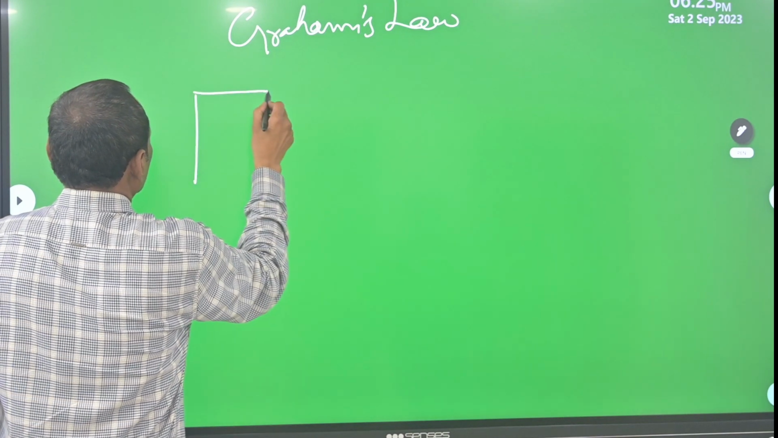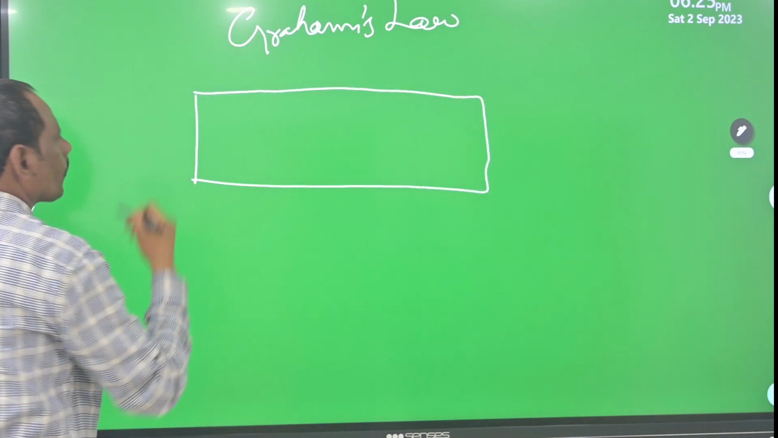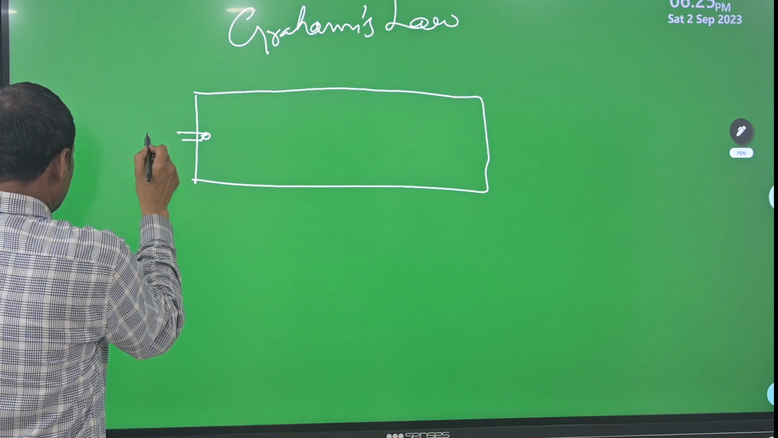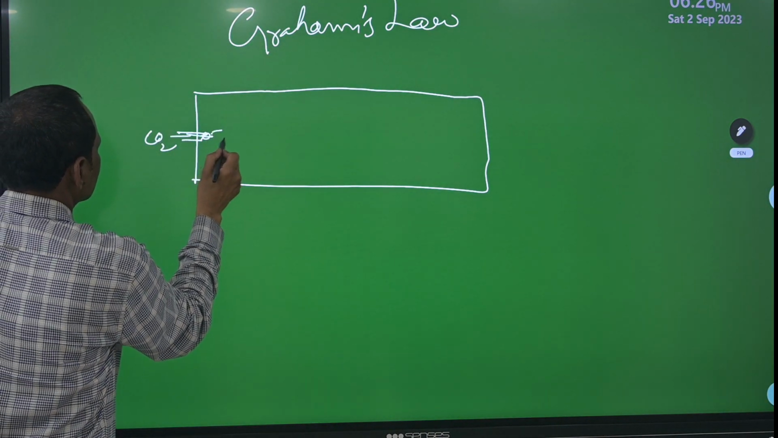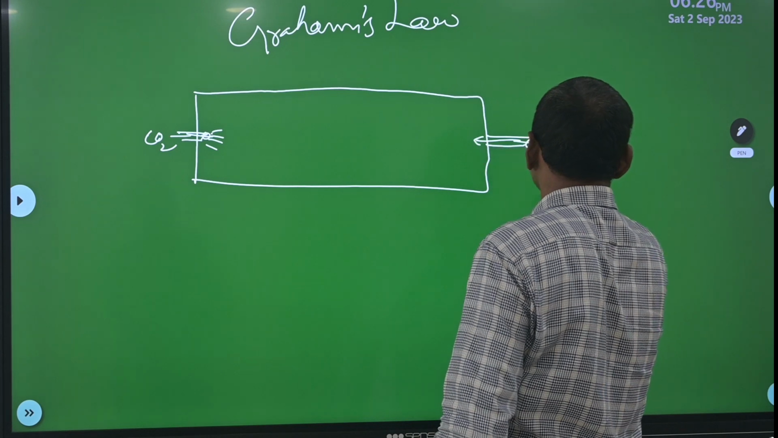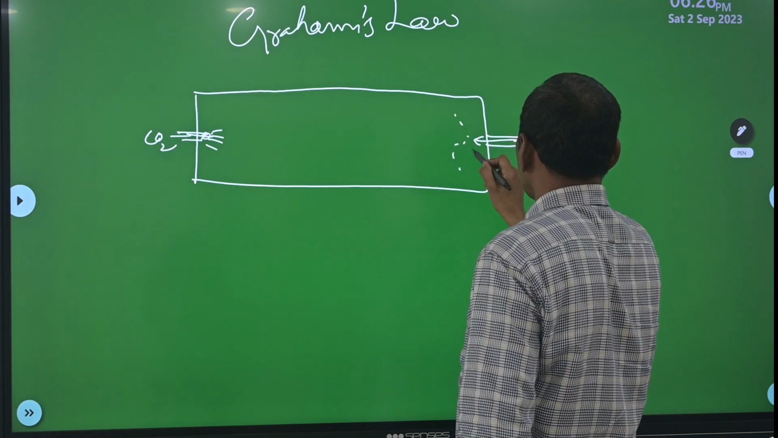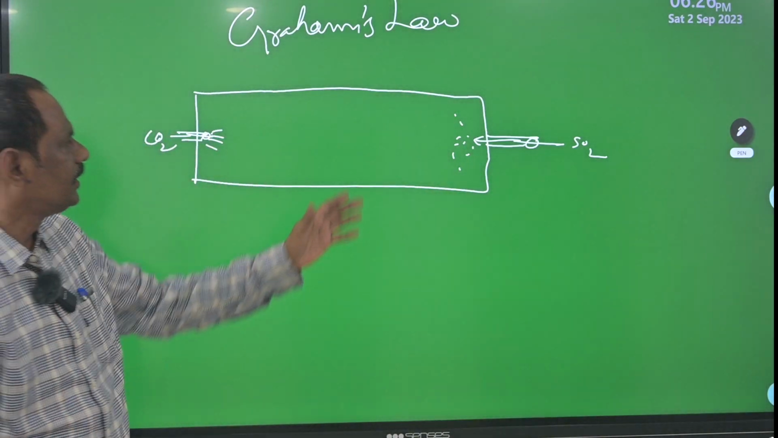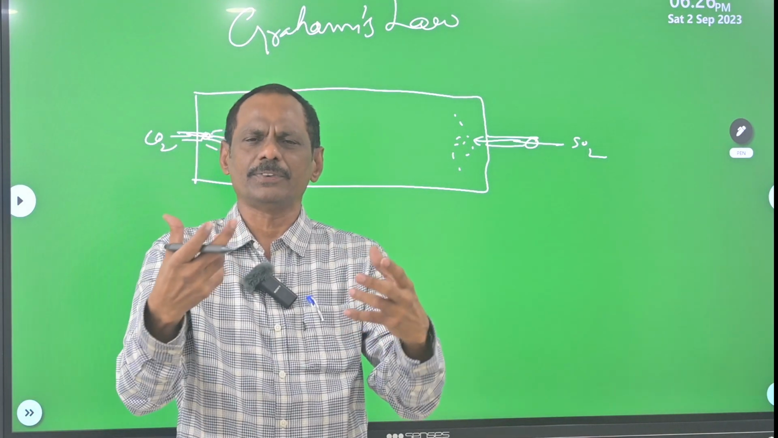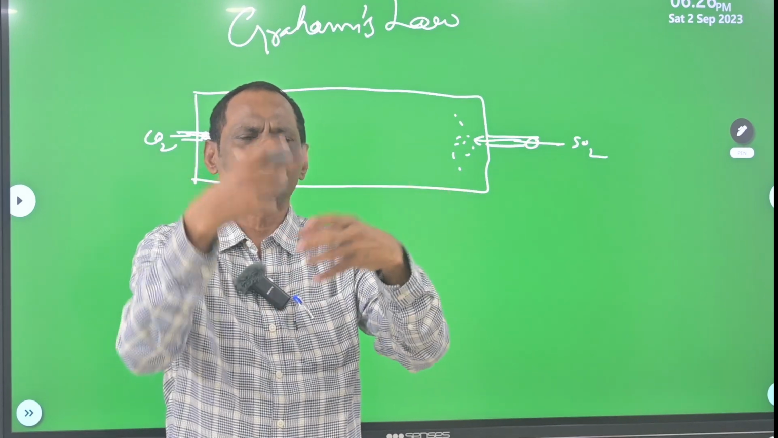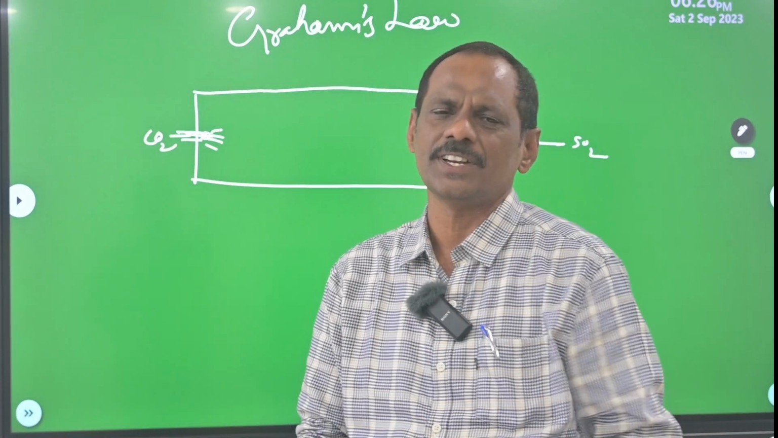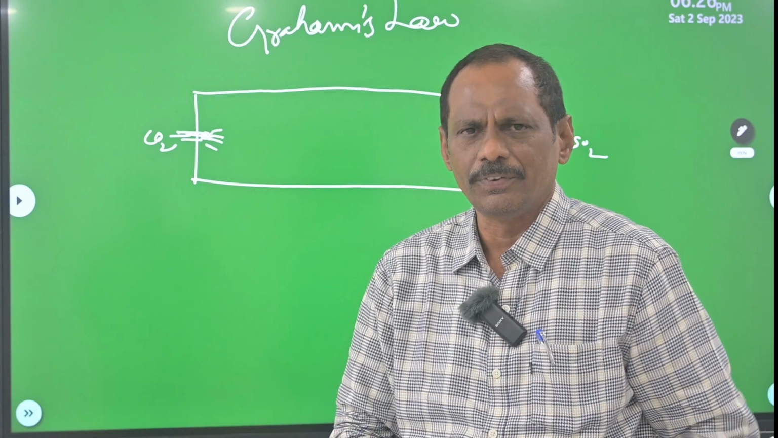If you take, for example, a cylinder, from one side gas X, let us take CO2 gas, and from another side any other gas like SO2 gas are released. These two gas molecules move randomly irrespective of gravitational forces, and they mix with each other and form a homogeneous mixture. That intermixing of gases is called diffusion. That is the diffusion definition.